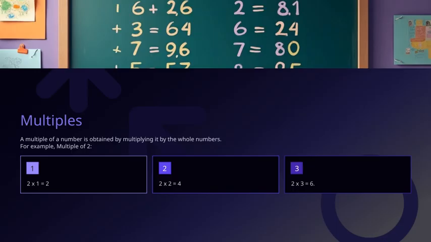Let's see it in action. When we do 2 times 1, we get 2. That's our first multiple of 2. Then, if we do 2 times 2, we get 4. That's the second multiple. And continuing, 2 times 3 gives us 6.